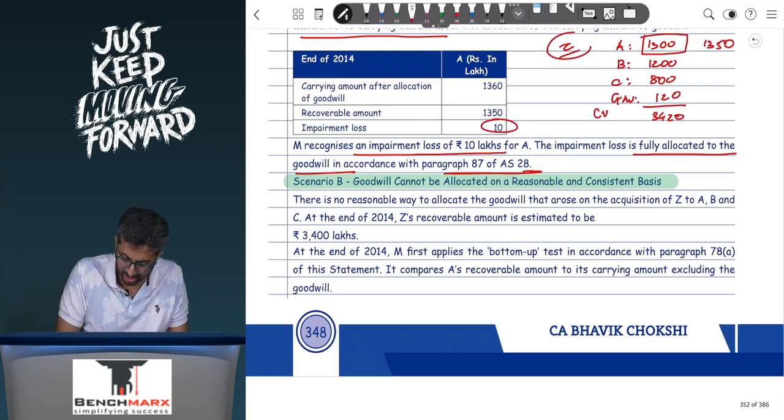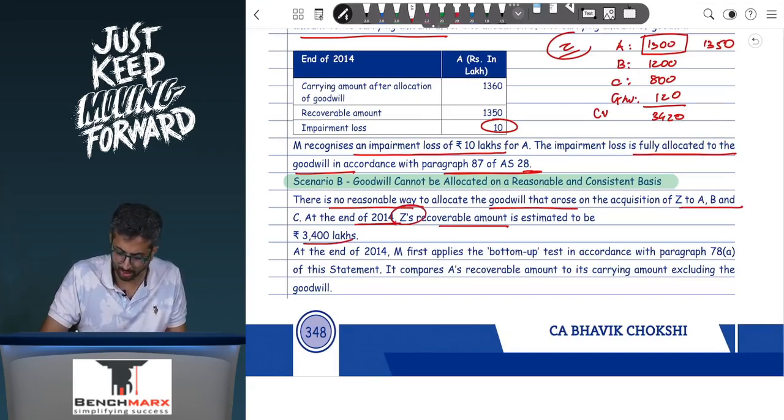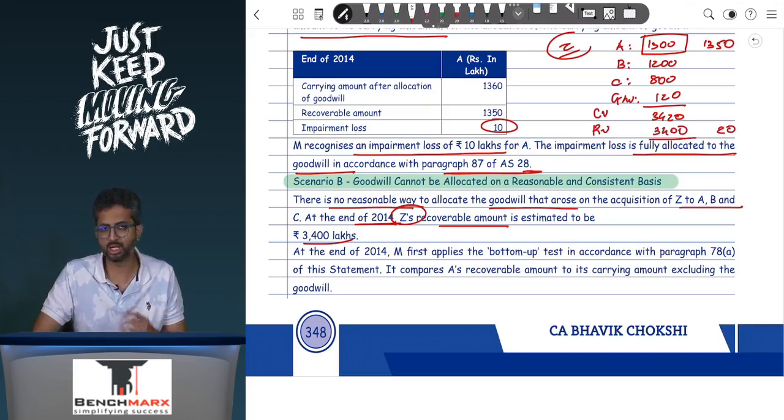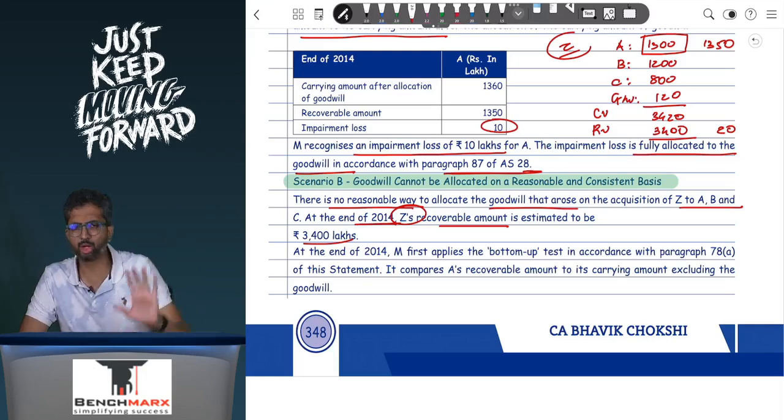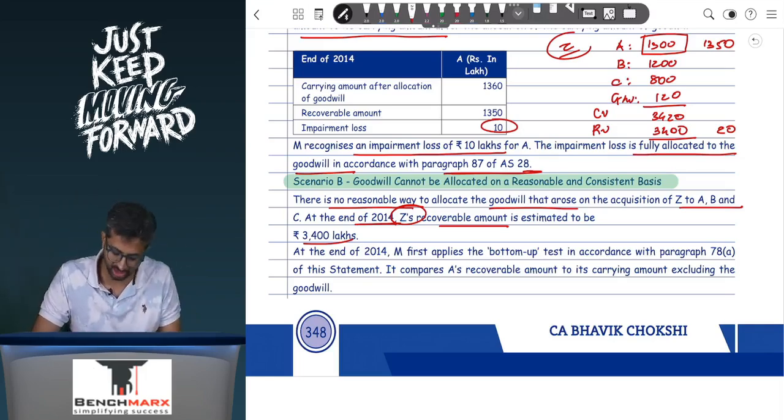If I read further, there is no reasonable way to allocate the goodwill to A, B and C. At the end of 2014, Z, that is the entire company, recoverable value is estimated to be 3400. So I'll compare this with the recoverable value, which is 3400, and hence there is a further 20 rupees which is impairment. Now impairment will be debited to P&L, impairment loss account debit, but what will I credit? Sir, I will credit goodwill.